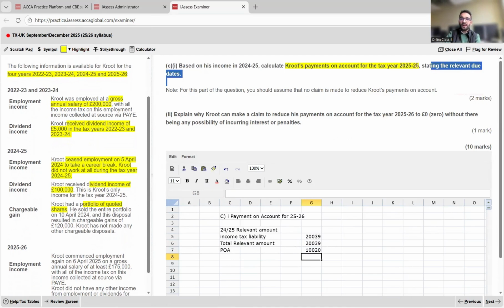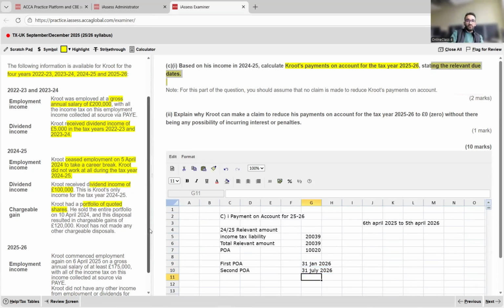For 25-26, the due dates of payment on account will be as follows. The 25-26 tax year runs from 6 April 2025 to 5 April 2026. So the first payment on account will be 31st January 2026. The second payment on account will be 31st July 2026. We got 2 marks.